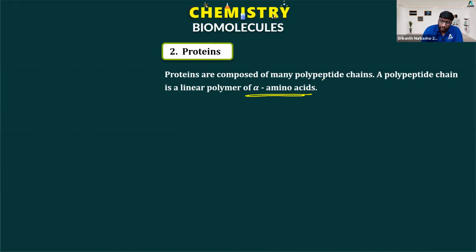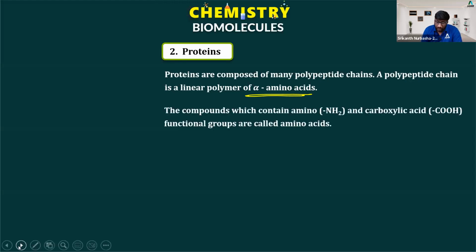Proteins are composed of many polypeptide chains. A polypeptide chain is a linear polymer of alpha amino acids. The compounds which contain amino NH2 and carboxylic acid COOH functional groups are called amino acids.